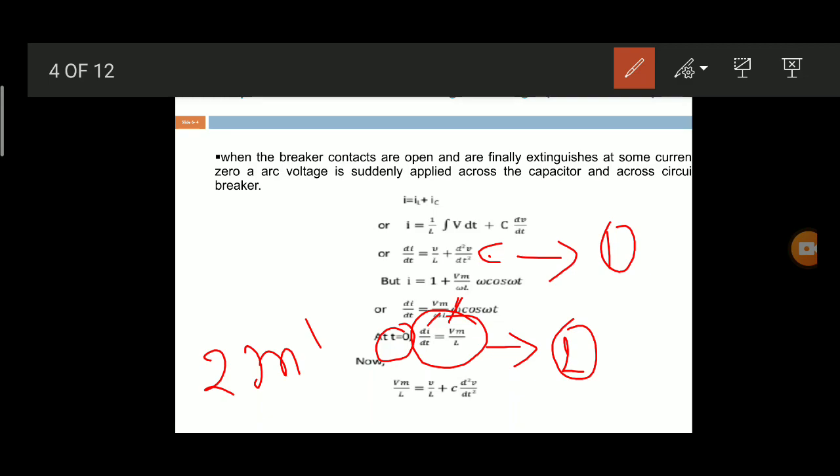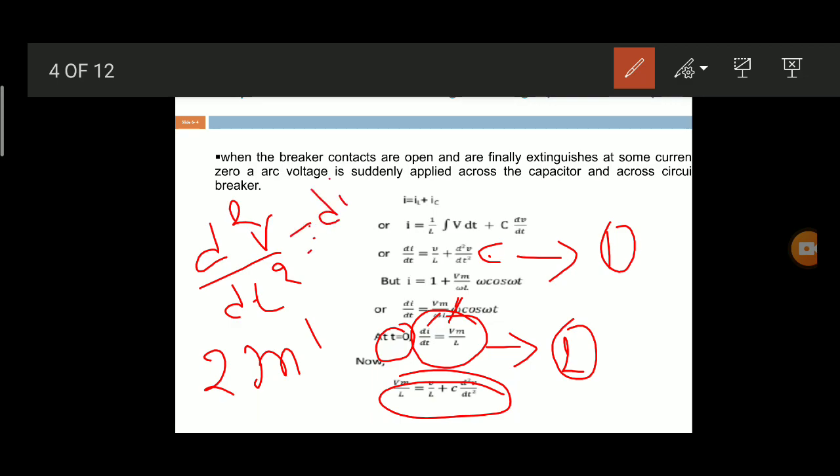By solving this equation and replacing the d square V by dt square, by solving the first equation, we find d square V by dt square equal to di by dt minus V by L. Okay, this is the d square V by dt square that will be substituted in this equation.